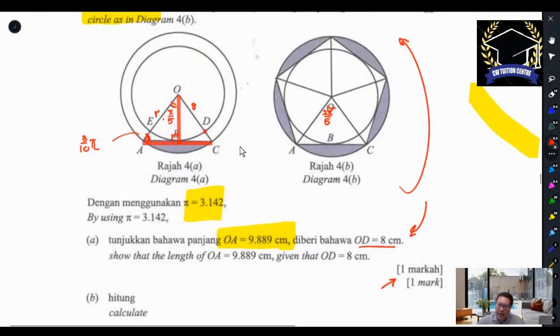Which means that this is the radius. I draw the blue color radius for the smaller circle, sorry. So it's 8 radius, and so this one also should be 8. Show that OA, which is the radius, is 9.889. I want to show that. So I will be using sine cos tangent. Which one should I use?